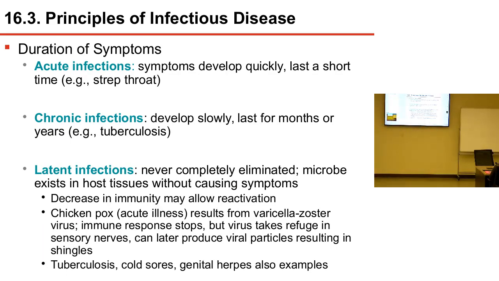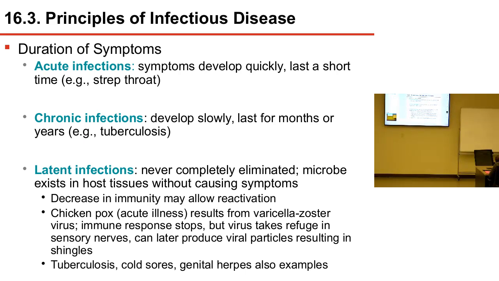So last slide we'll do, and then we'll call it a day. Duration of symptoms: you're going to have either acute, which are ones that happen very quickly and last a short period of time. Something like strep throat, you're miserable for a good 3, 4, 5 days, and then it goes away and you're able to carry on, healthy again.